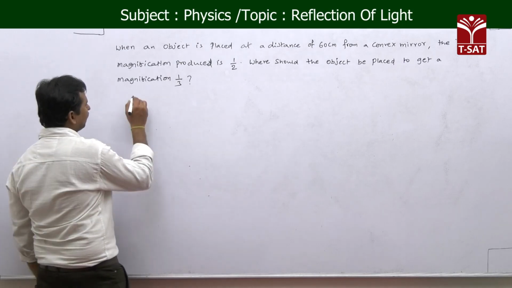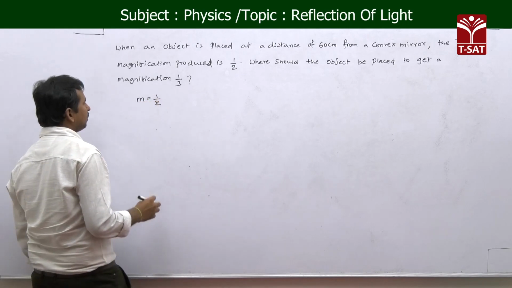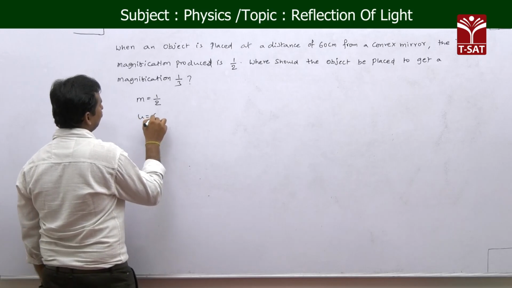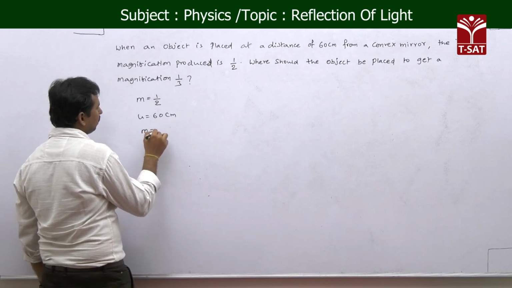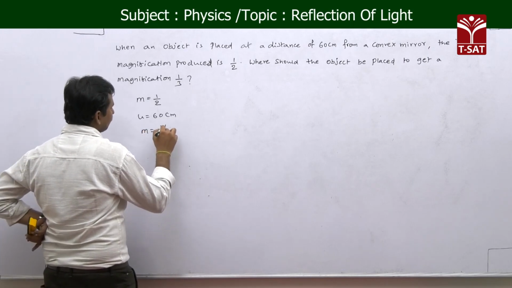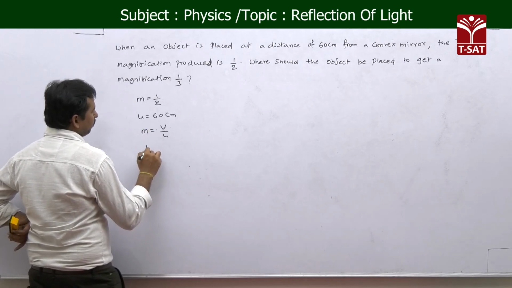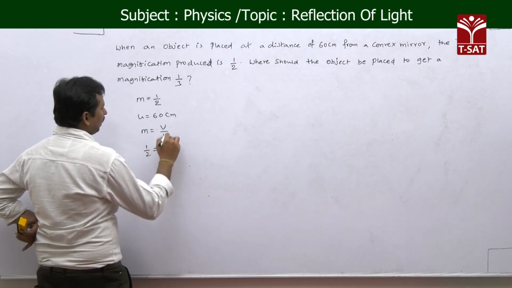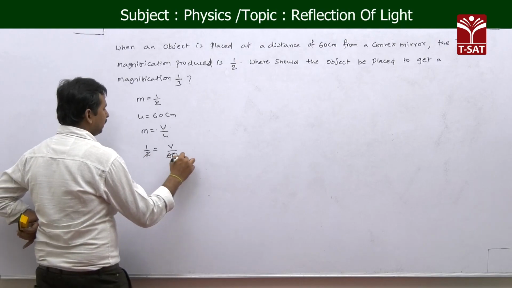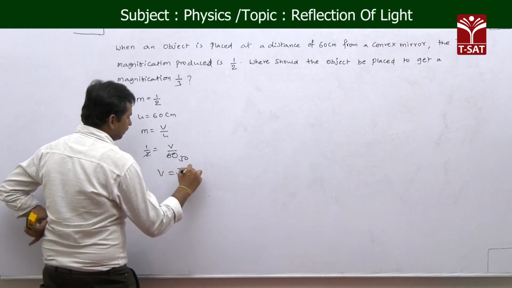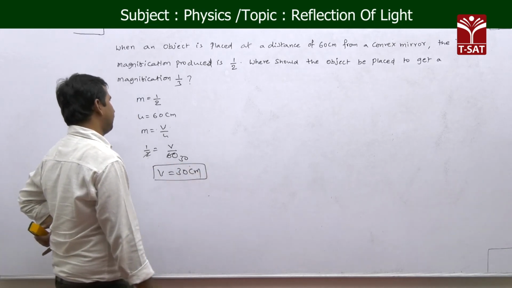Okay, as the magnification is given, m is equal to 1 by 2 and object distance is 60 centimeters, means u value is also given as 60 centimeters here. Then we know that m is equal to v by u, then m value which is 1 by 2 is equal to v by u, where u is given as 60. Then v becomes, 2 ones are 2, 30s, then v is equal to 30 centimeters. Now we got the image distance which is 30 centimeters.